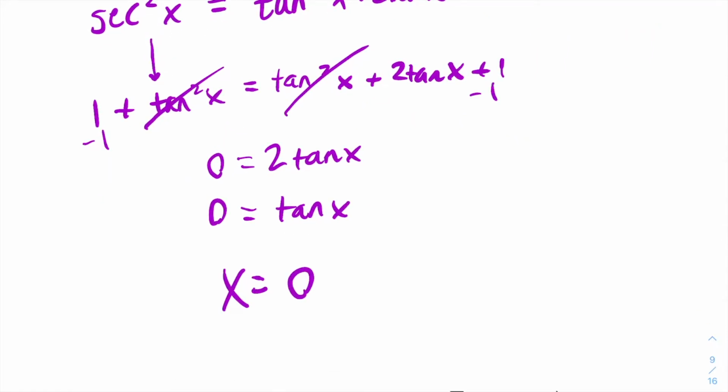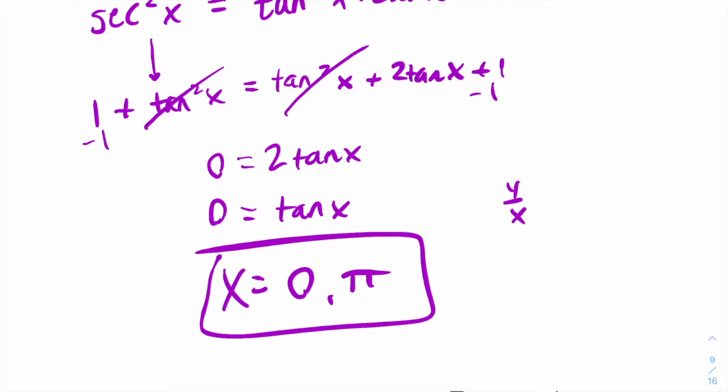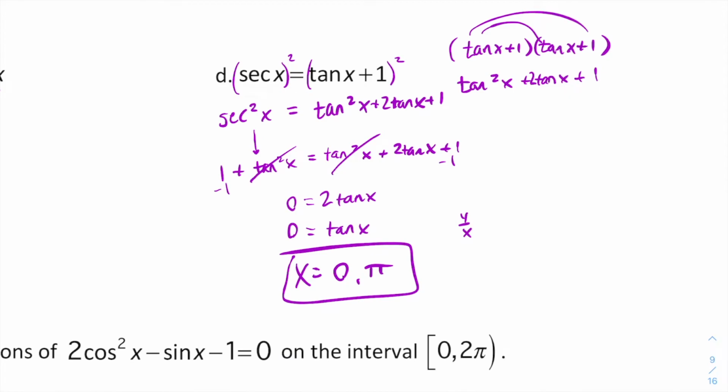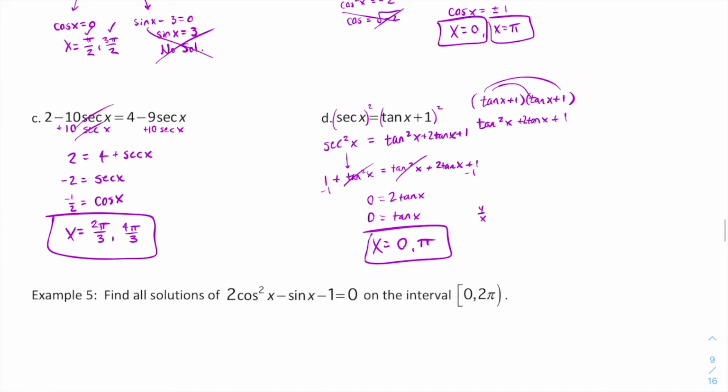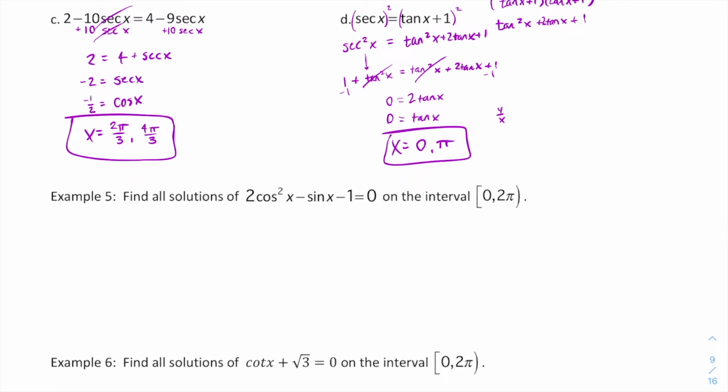That'll happen at 0. And remember, tangent is typically the y value over the x value on your unit circle. So that would be at 0 right there because of the 1, 0, and then at pi as well because of the negative 1, 0. And those would be your 2 answers right there. So kind of a little bit of a tricky one there. So anyways, that's that.